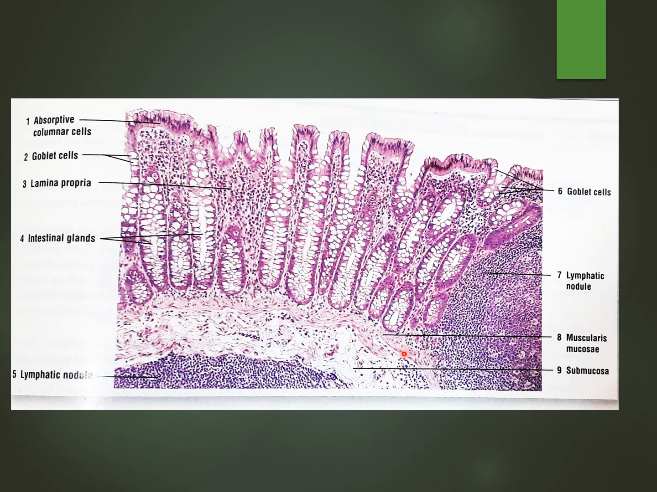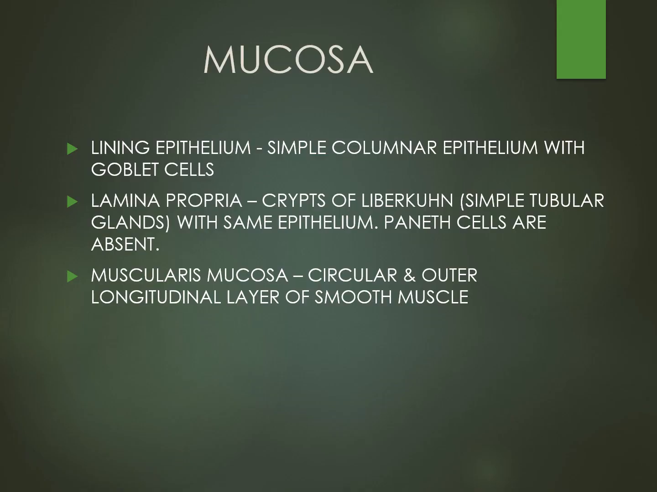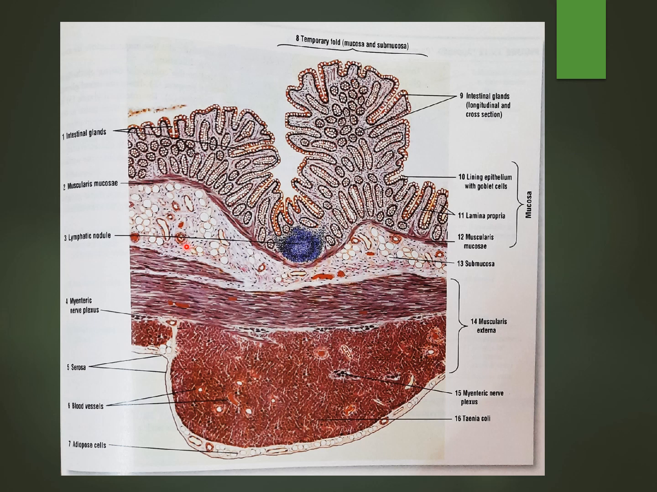So here are the mucosa layers: lining epithelium, lamina propria and the muscularis mucosa. And the next layer is a submucosa layer. This is the submucosa, where you can see the presence of dense irregular connective tissue and as well as the blood vessels.